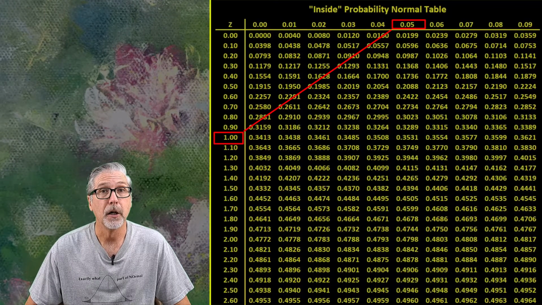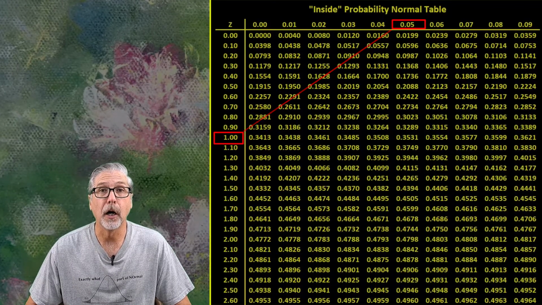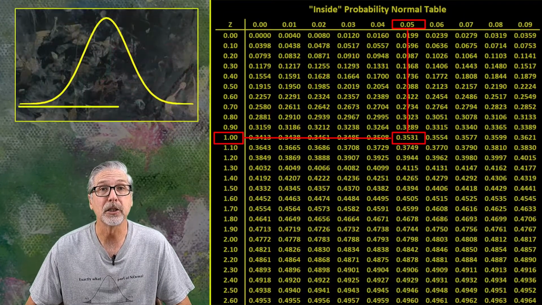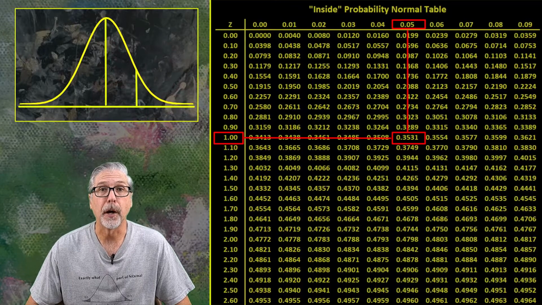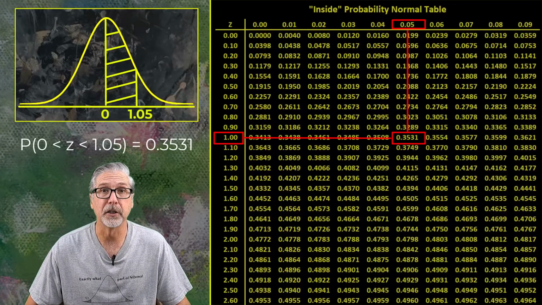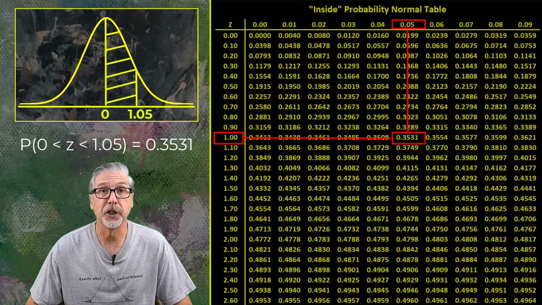That's the first part. By matching this column and row up, we see a 4-digit decimal that we'll refer to as the inside probability. This is the probability that's going to be between the z-score I looked up, the 1.05 in this case, and the mean value of 0.